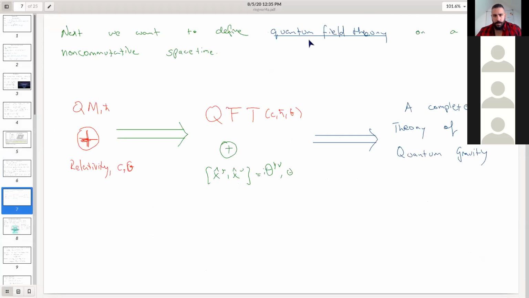Good. Now, as I already explained to you, next we want to define a quantum field theory on a non-commutative spacetime. Big words, and I will explain in a little more detail what all of these words mean, but just a general picture. Quantum field theory is the theory of quantum fields that represent particles as excitations of fields that can be seen as infinitely many harmonic oscillators.